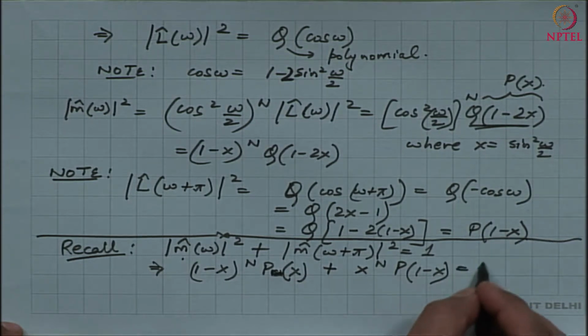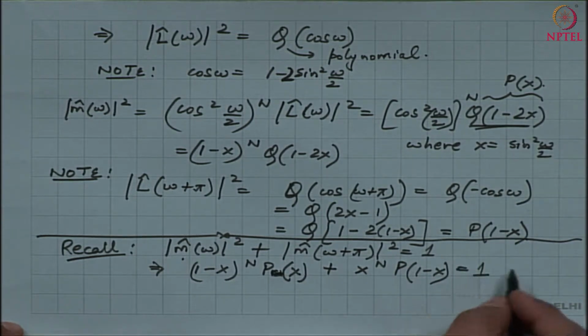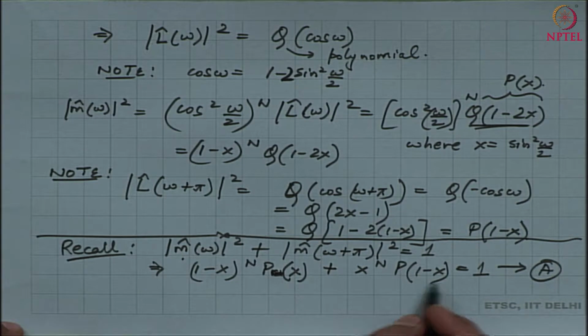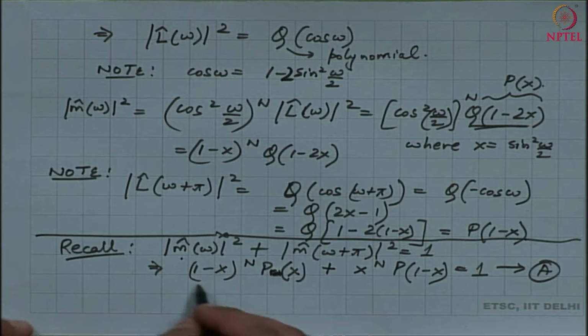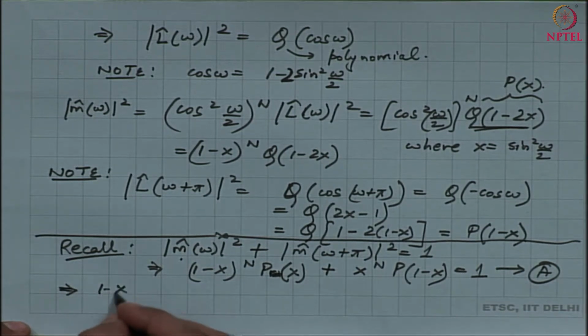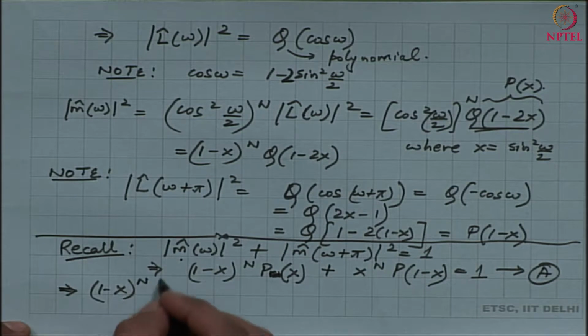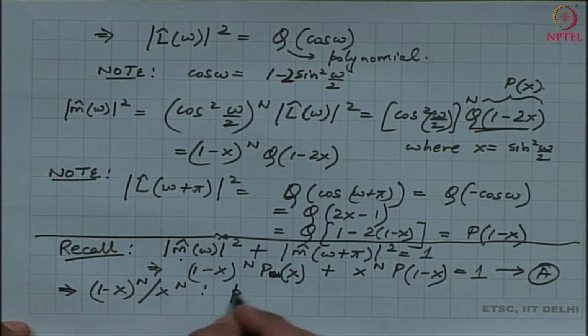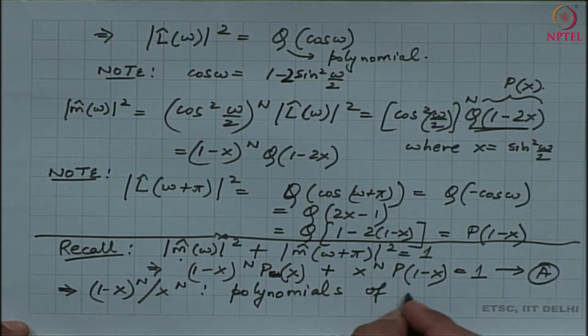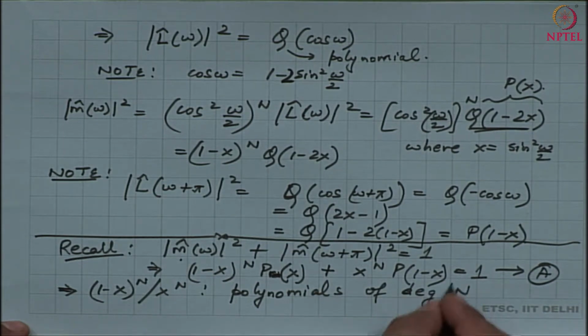Okay. So, this is equal to 1. Let me call this my expression A. Notice that this is completely a polynomial equation, where p of x is a polynomial and multiplied by polynomial factors. I see that 1 minus x to the power n and x, these are all polynomials of degree n.